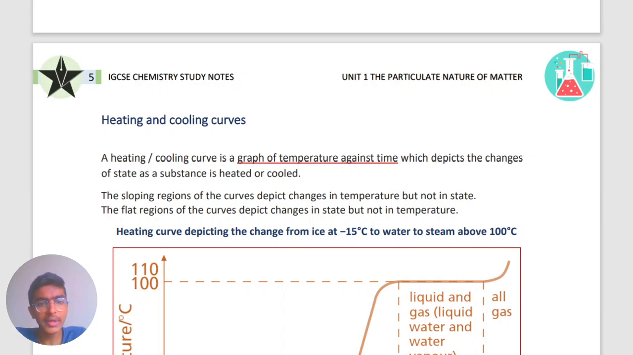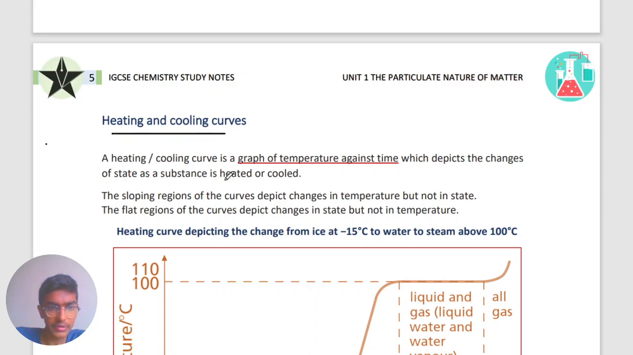Okay, so heating and cooling curves. A heating or cooling curve is simply a graph of temperature against time. As simple as that. They don't ask you what a heating or cooling curve is, but you need to know that simply it tells you the temperature against time. And the main reason we do these heating and cooling curves is to observe the state of a substance as it is heated or cooled.